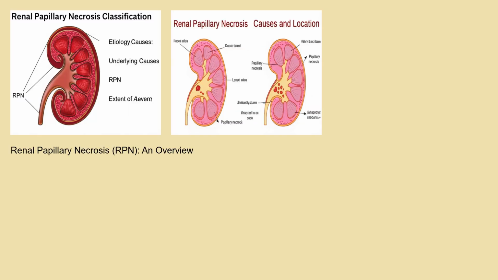While renal papillary necrosis isn't typically classified into distinct types, it can be described based on the extent and location of papillary involvement, and more importantly, the underlying cause. For example, we can differentiate between RPN secondary to analgesic nephropathy versus RPN secondary to sickle cell disease. Understanding the etiology is critical for guiding treatment strategies.